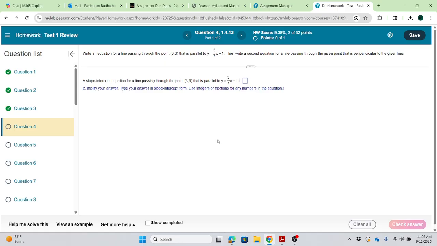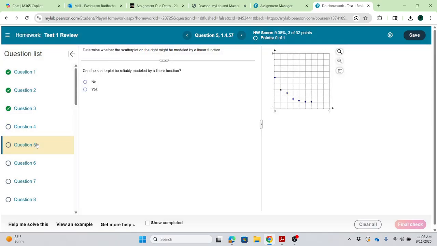Write an equation for a line passing through (3, 6) that is parallel to the given line. This problem is very similar to question number 3, so I'm going to skip this.